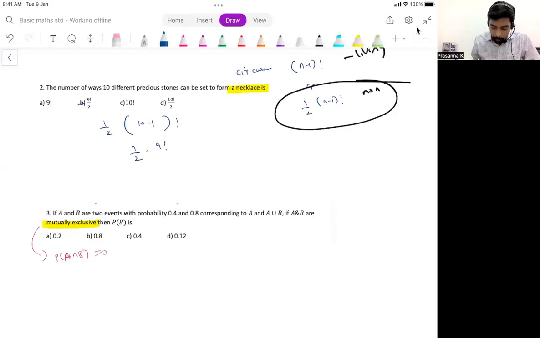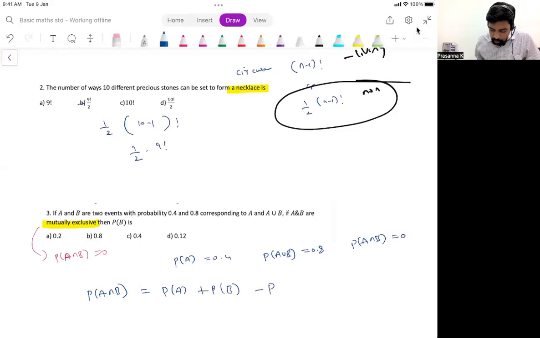All right. P of A is given in the question as 0.4. P of A union B is also given as 0.8. And we know that P of A intersection B is 0. Now we know this formula, right? P of A intersection B equals P of A plus P of B minus P of A union B. P of A intersection B is 0, P of A is 0.4, P of B is not given in the question, and P of A union B is 0.8. If you simplify this, you will get 0.4. Option C is the correct answer.